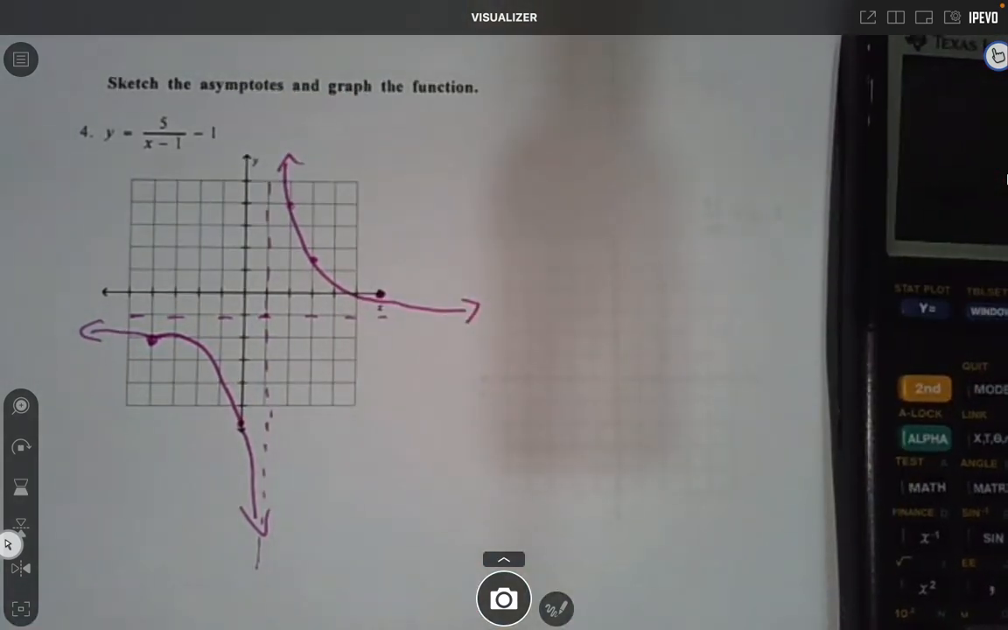All right, does that kind of help us, y'all? That's all they want to know. You sketch your asymptotes first, and then you can graph it on your calculator. Are we good with that?